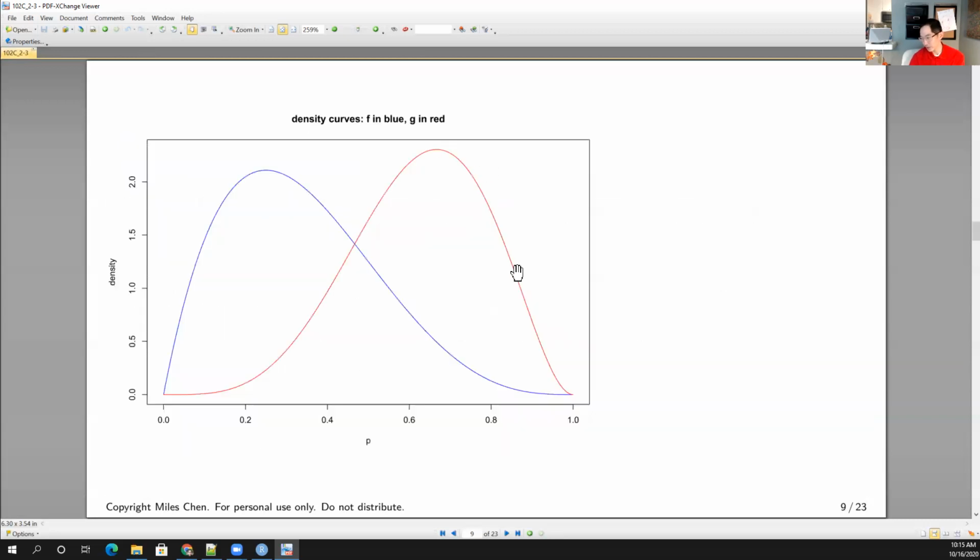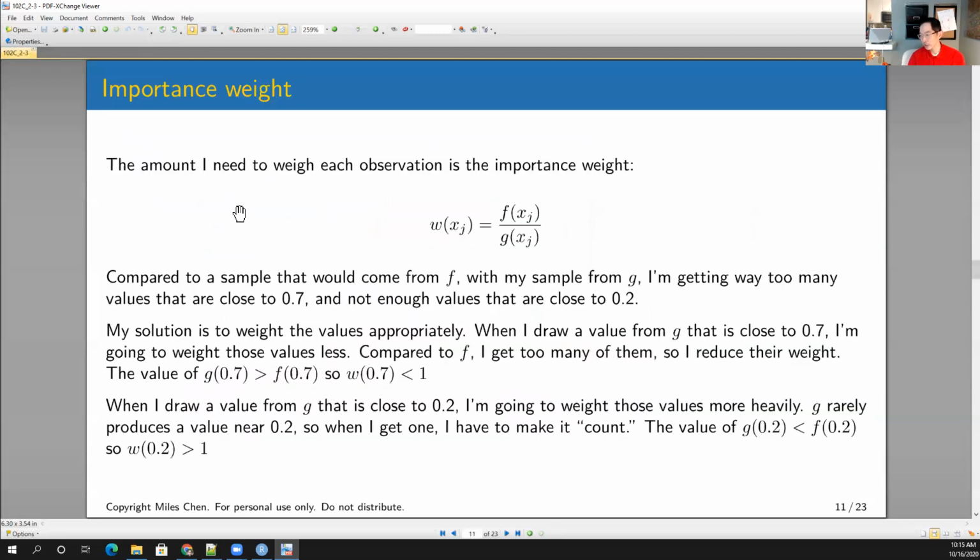So my values came from the red distribution. Can I somehow estimate the mean of the blue distribution? The answer is we're going to take each value that we've generated and weigh it by this quantity, the importance weight.